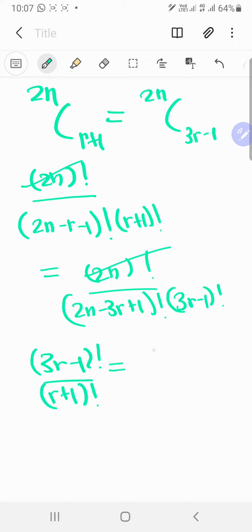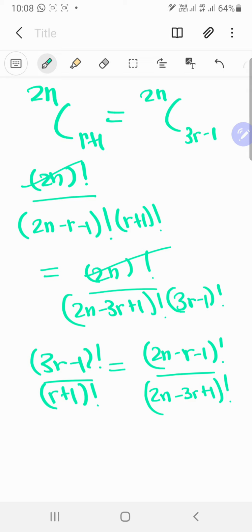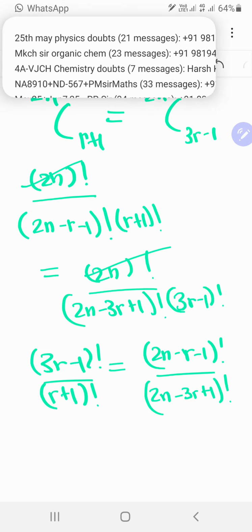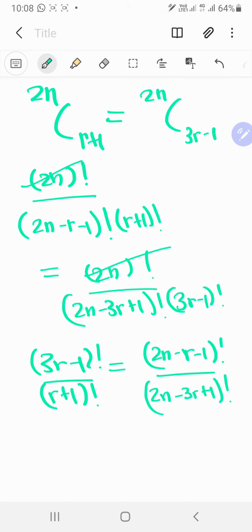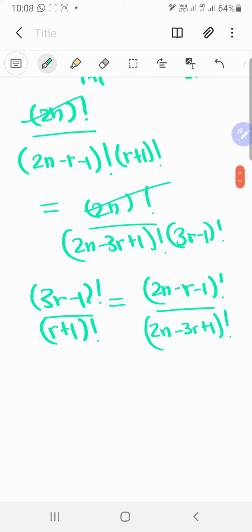is equal to 2n minus r minus 1 factorial upon 2n minus 3r plus 1 factorial. Okay, this looks scary. Okay, fine. Now what do we do? So we could try, maybe. Okay, so maybe we can actually do that thing, right? So we'll do that from r plus 2 onwards. That's going to take a really big amount of time, but whatever, just do it. Let's see what we get.